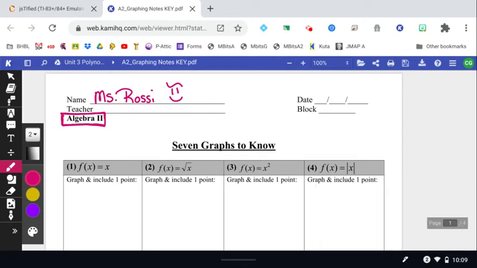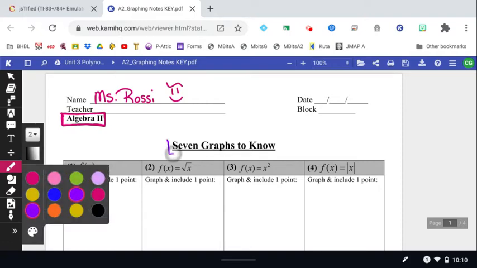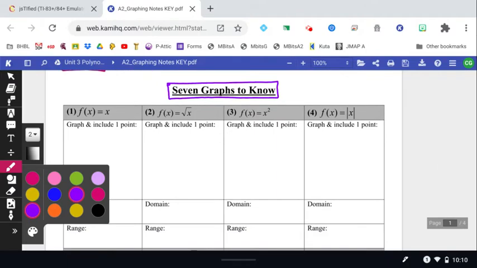Hi, everyone. Today we are going to review some things from Algebra 1 that are going to be very important in Algebra 2. And we're going to call this topic our 7 graphs to know. Some of these you might be very familiar with.